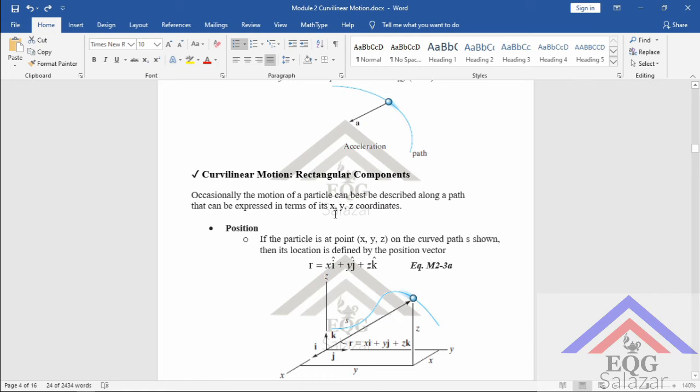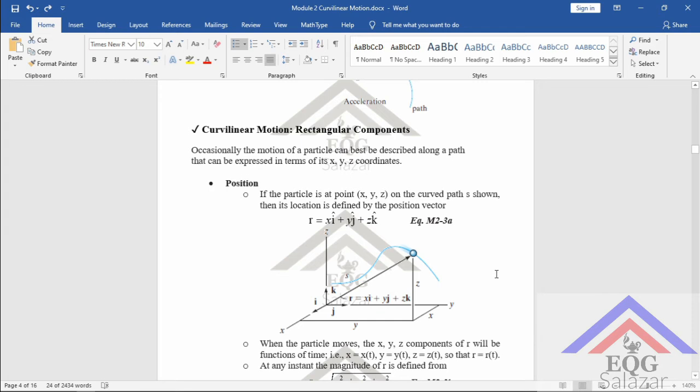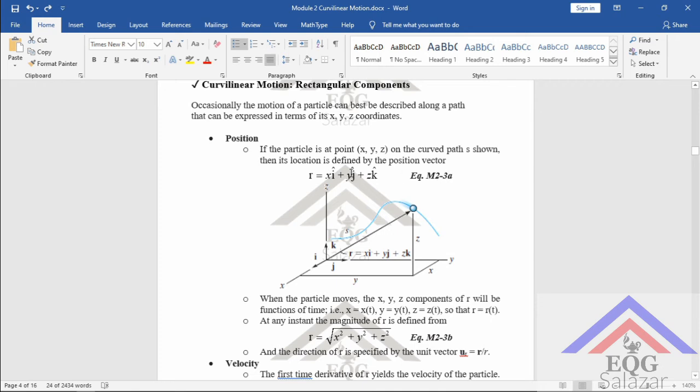All right. So moving on to rectangular components rather. In this section, we will be focusing on curvilinear motion with respect to the rectangular coordinate axis. Since there is such a thing as 3D motion, there is a need to express position in terms of x, y, and z coordinates, and that is why this equation M2-3a is here.